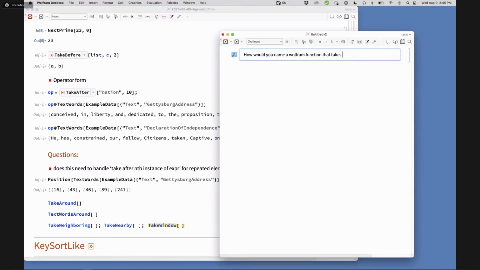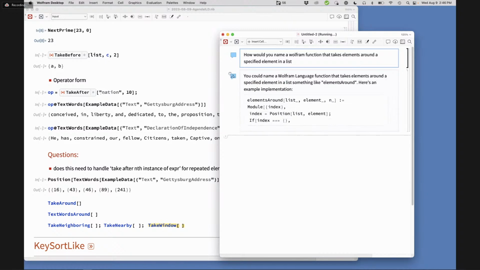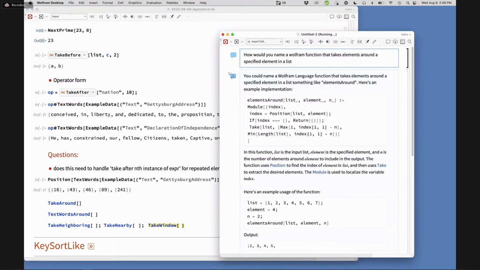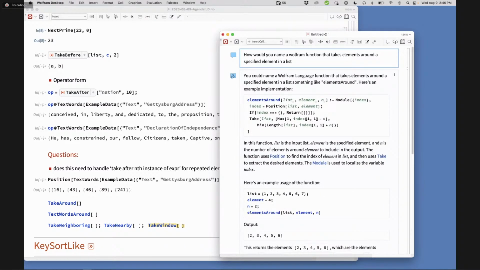It's going to say something stupid. I know it's going to say something stupid. That takes elements around a specified element in a list. Oh, come on. Well, you use the word element twice. It's going to give it back to you. What did it do here? Element equals 4. Okay, I'm impressed that it managed to write it. Is it correct?